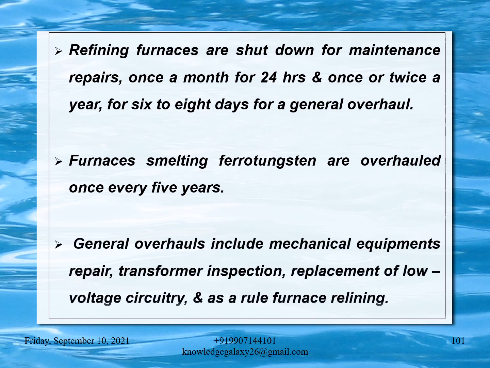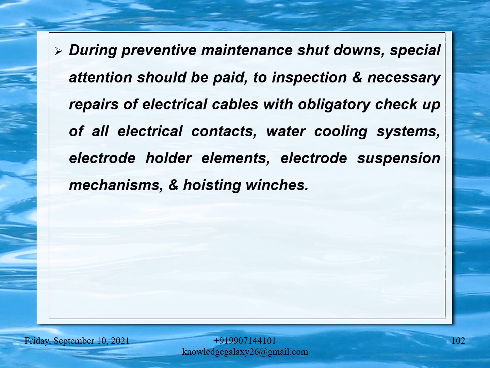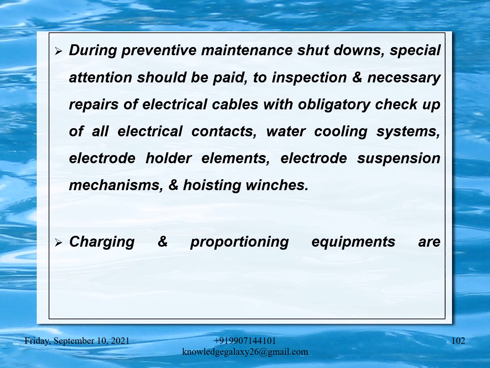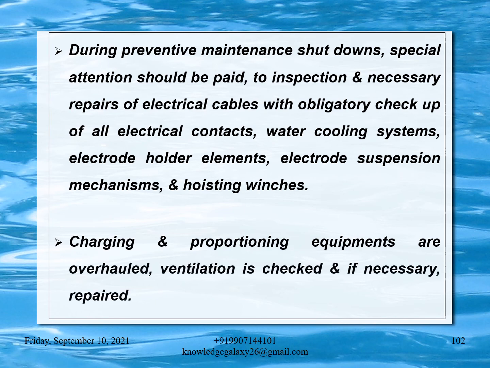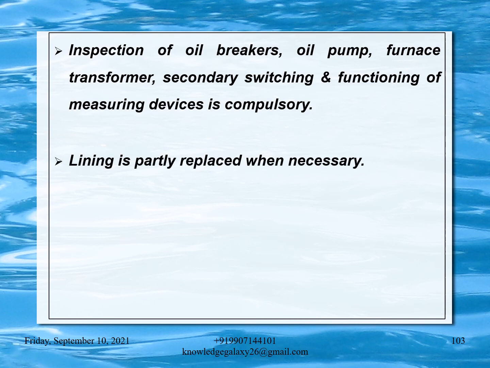General overhauls include mechanical equipment repair, transformer inspection, replacement of low voltage circuitry, and as a rule, furnace relining. During preventive maintenance shutdowns, special attention should be paid to inspection and necessary repairs of electrical cables, with obligatory checkup of all electrical contacts, water cooling systems, electrode holder elements, electrode suspension mechanisms, and hoisting winches. Charging and propulsion equipment are overhauled, ventilation is checked, and if necessary, repaired. Inspection of oil breakers, oil pump, furnace transformer, secondary switching, and functioning of measuring devices is compulsory. Lining is partly replaced when necessary.